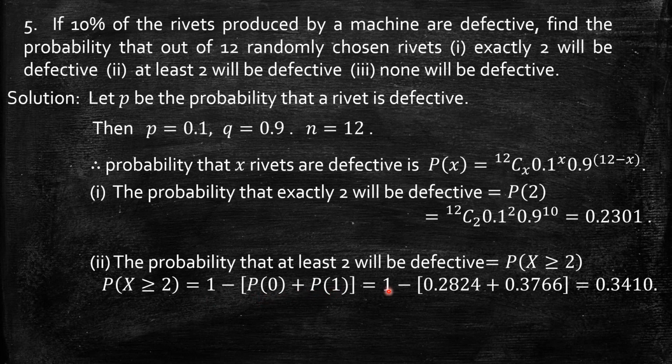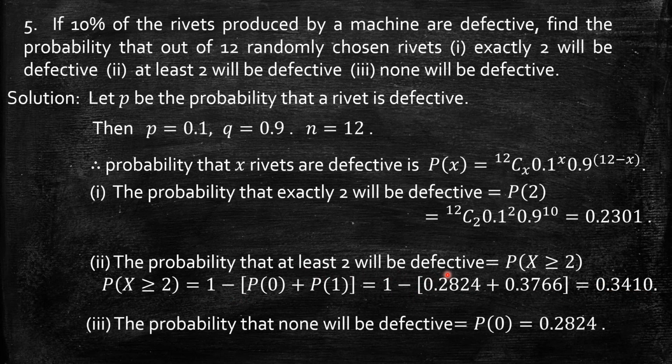So probability of 0 gives 0.2824. Just substitute here. That gives 12C0, 1, 0.1 power 0, that is also 1, 0.9 power 12. So that is 0.2824, plus probability of 1. Substitute here x equal to 1. 12C1 0.1 power 1 into 0.9 power 11, which gives 0.3766. So the simplification provides the answer 0.3410. That is the probability that at least 2 will be defective.